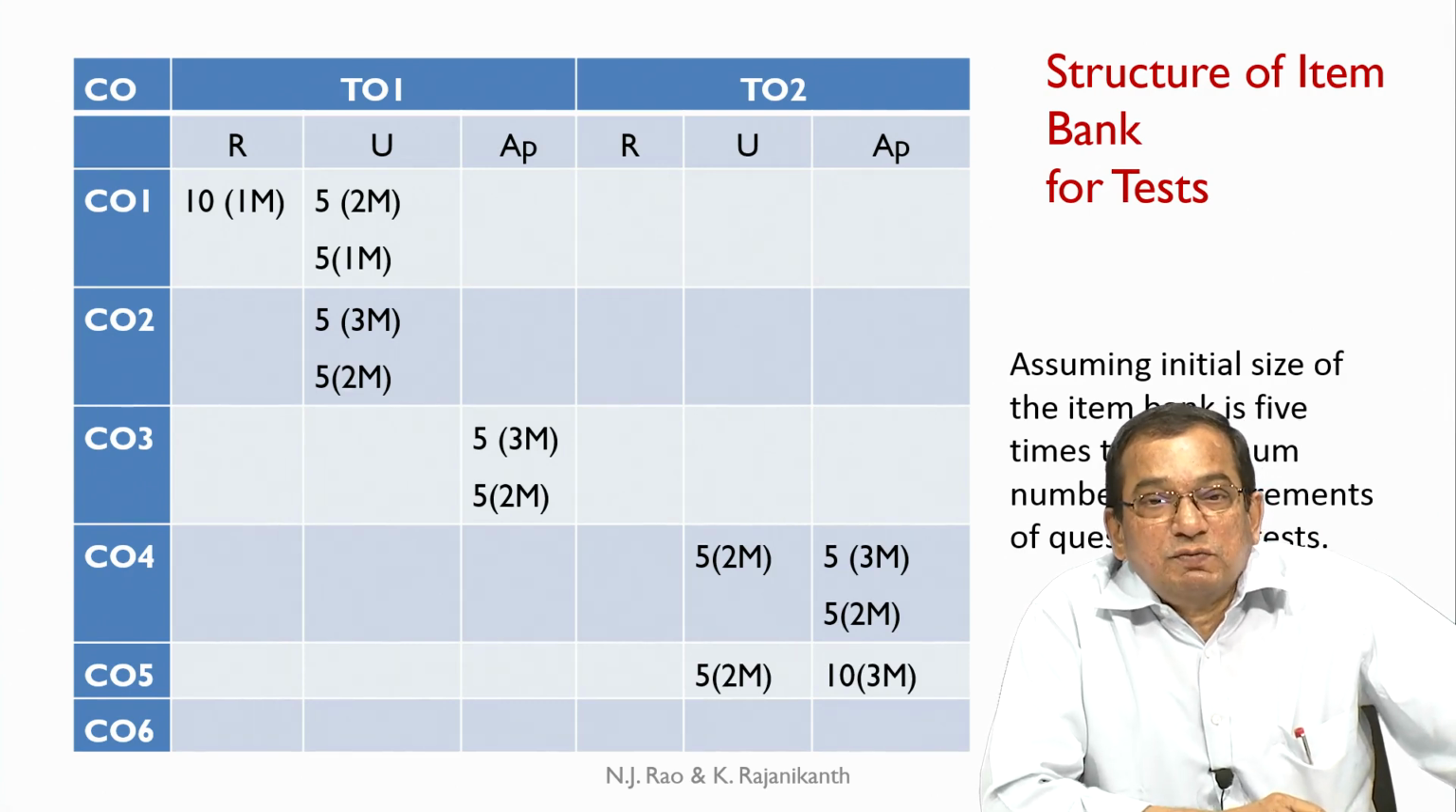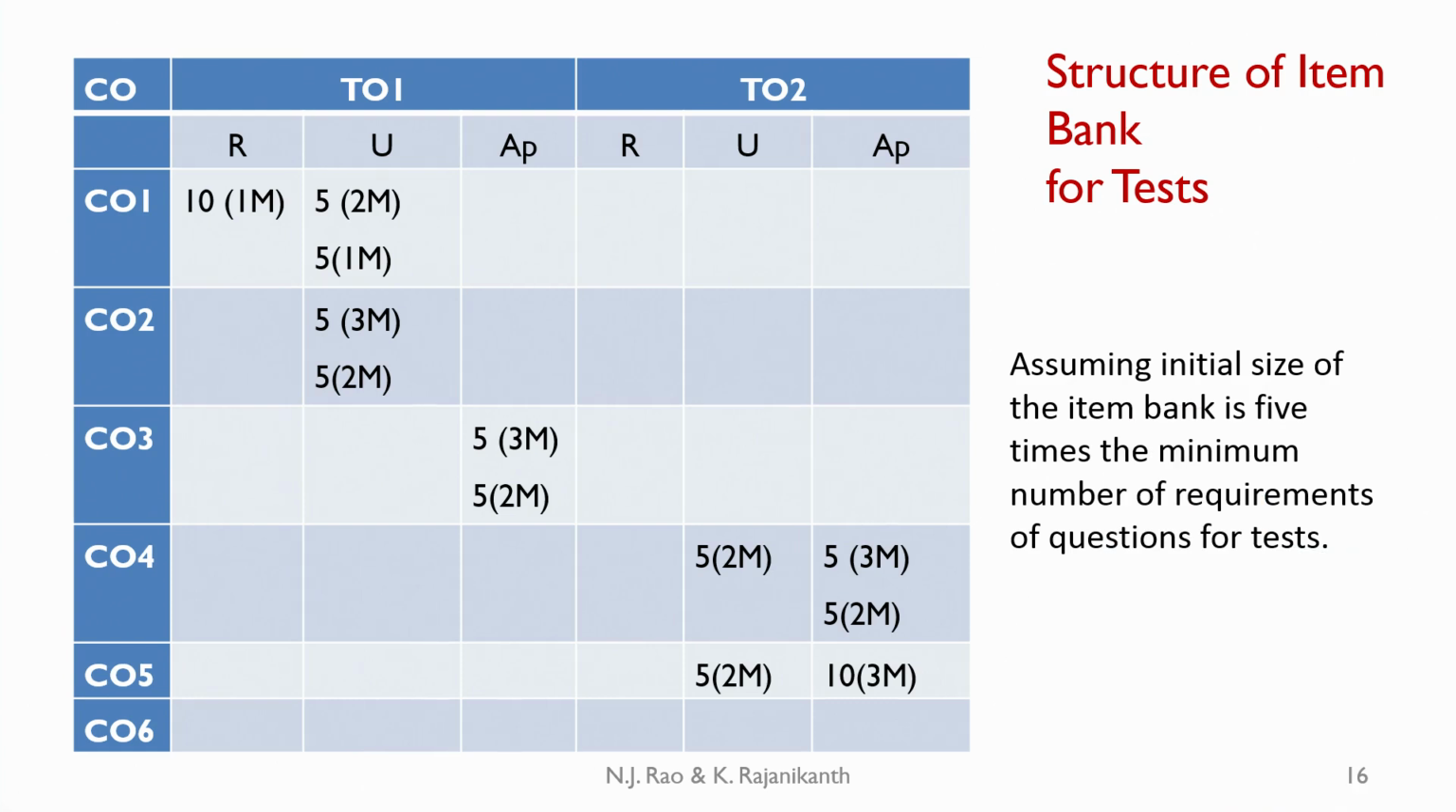We need 10 1-mark questions for CO1 at remember level. Similarly, for all the other COs, we can work out what kind of item bank needs to be created. For example, for CO5 we saw that we need 2 items each of 3 marks. So, 5 times that is 10. We need to create an item bank which has 10 items at apply level, each of 3 marks, corresponding to CO5. So, this gives us an approximate idea of the structure of the item bank for the test.